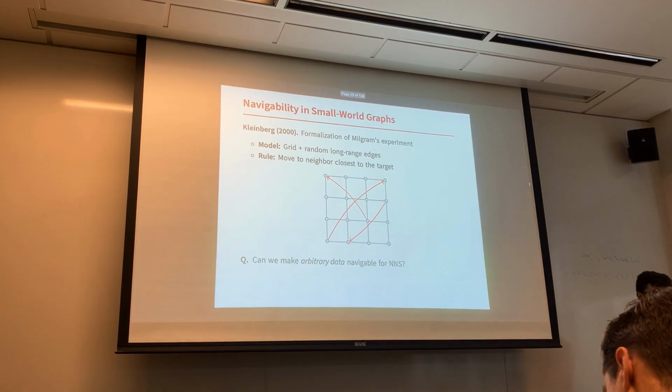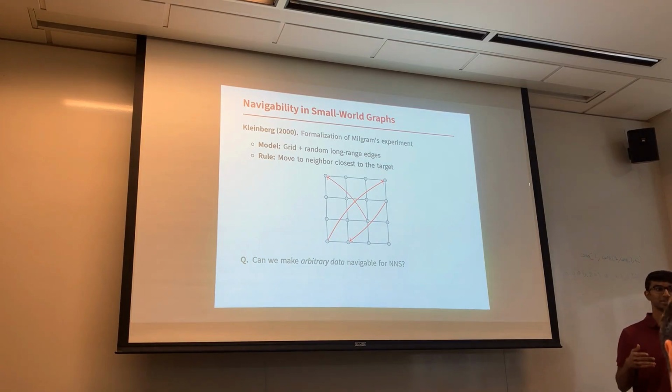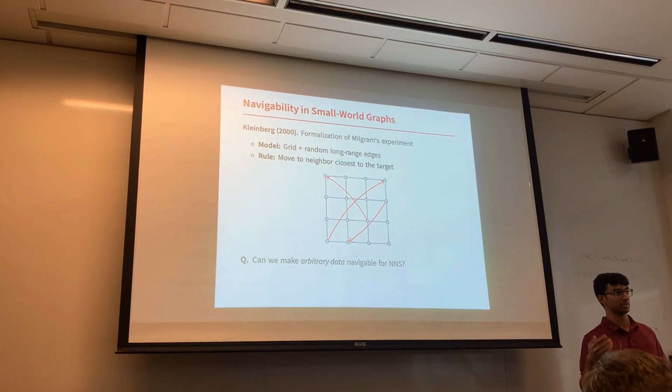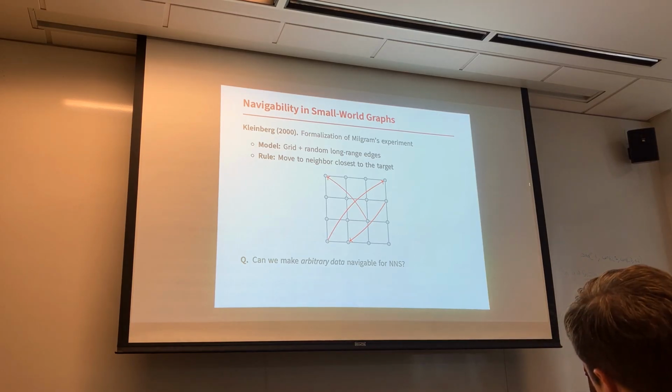Now, when we think about nearest neighbor search, our data set is not going to look as clean and nice as a two-dimensional grid. It might be arbitrary, high-dimensional data that we don't really know how to structure. But nonetheless, our question is going to be the same. Can we make arbitrary data navigable? And can we take advantage of this navigability to solve nearest neighbor search?